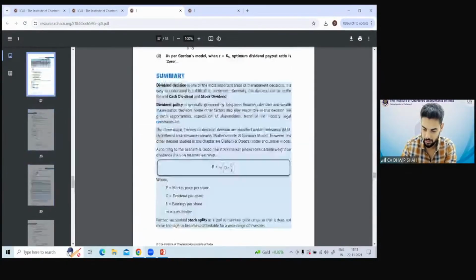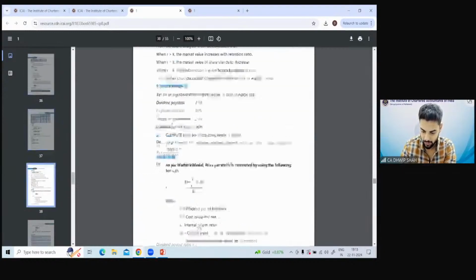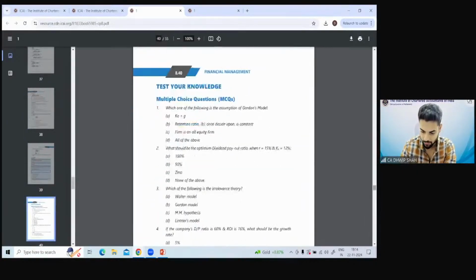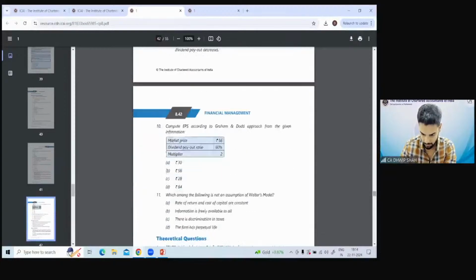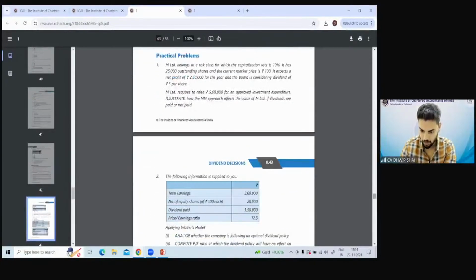Okay. Let's solve question number 1, the practical problem, but now using the discounted method.